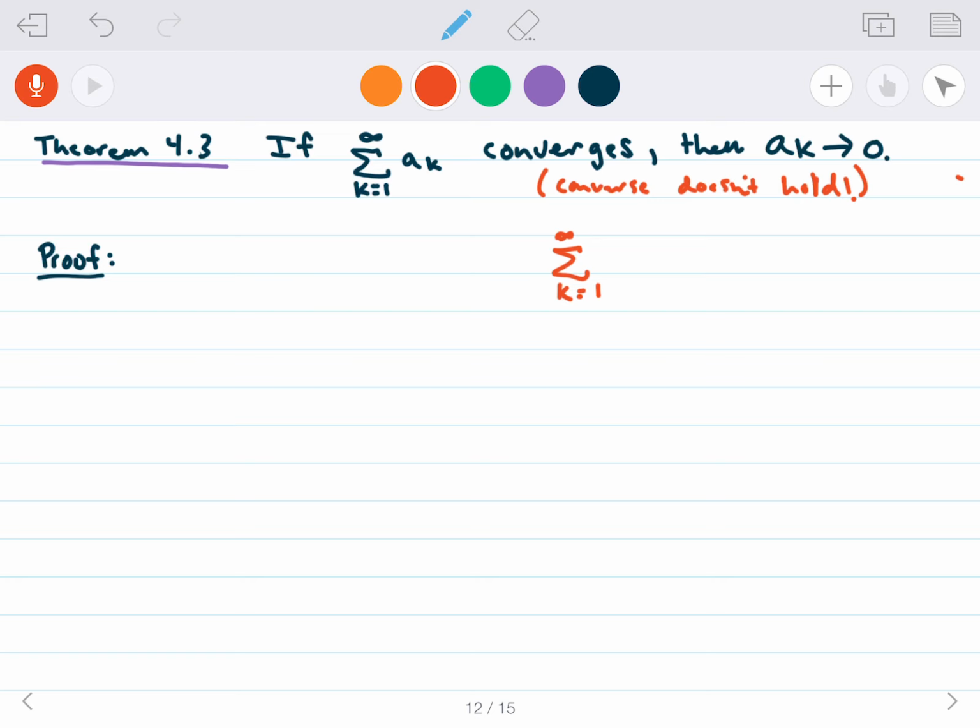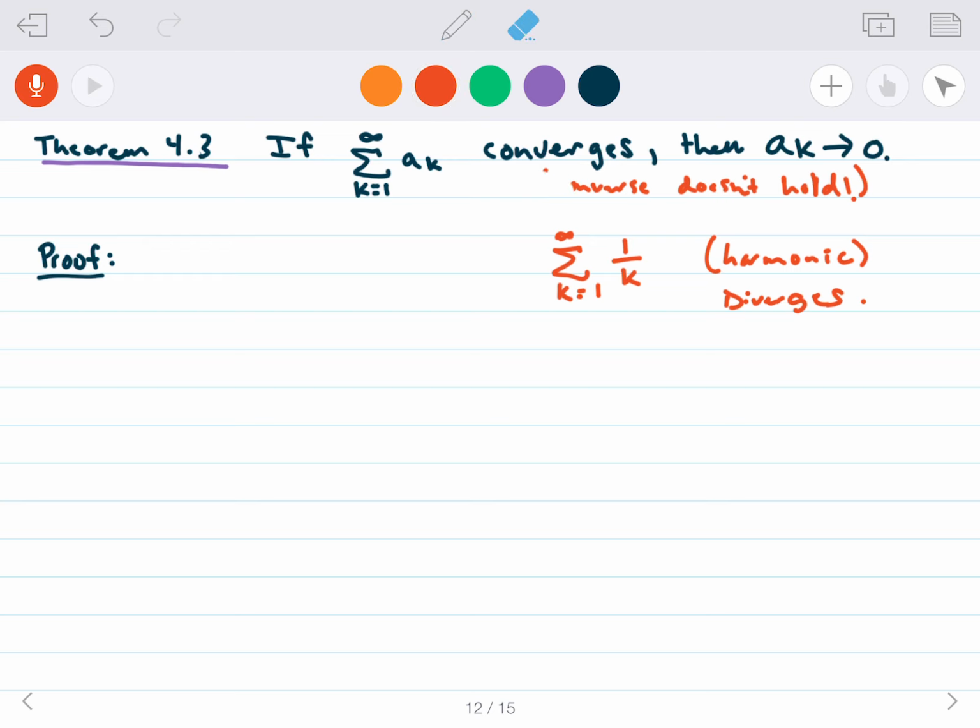So meaning that when I'm saying the converse, I'm saying that if we flip the hypothesis and the conclusion around, it's not always true. So if a sub k converges to 0, it's not necessarily true that the series converges. For instance, if we have the series 1 over k going from k equals 1 to infinity, this is the harmonic series, and this diverges. So that's just a counterexample of why the converse does not hold.